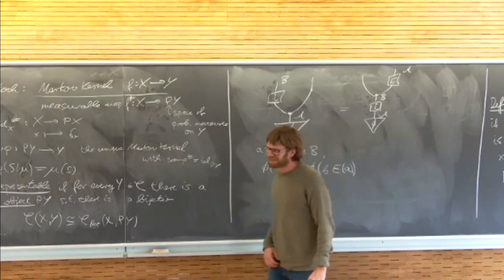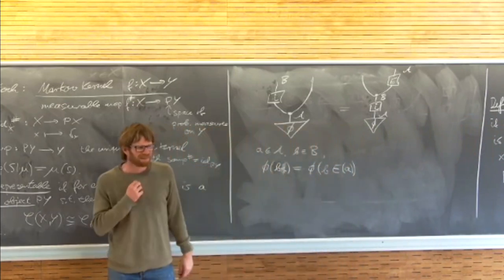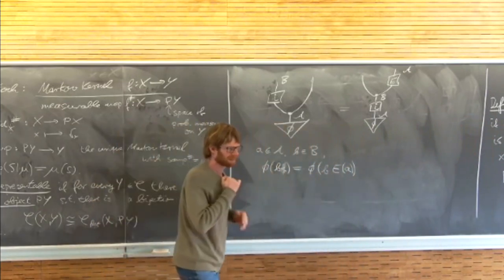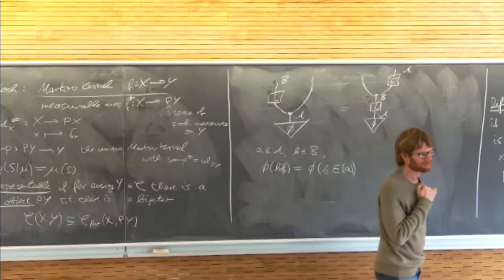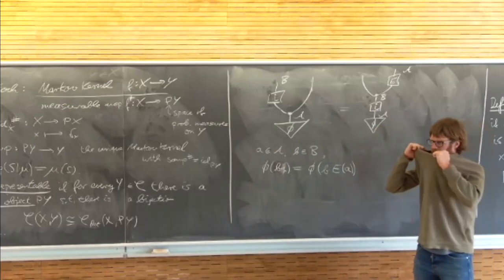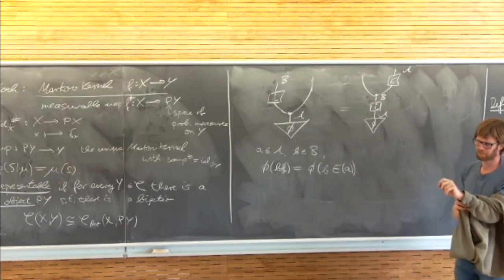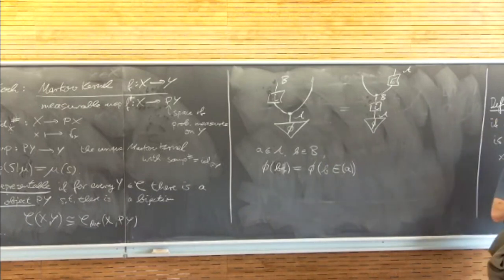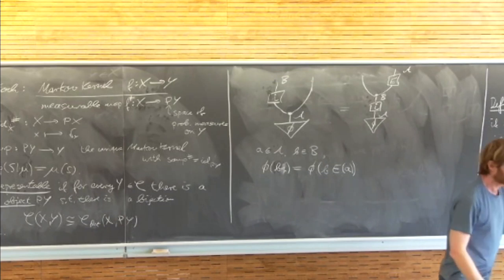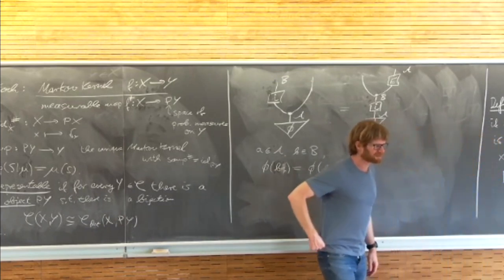Also, you don't just work in the Cartesian category. You have to modify the composition a little bit, because you want to compose X to Y and Y to Z. Now you have PY there. So it's a whole thing that makes things a lot more complicated. The Markov category is just a lot easier to work with.